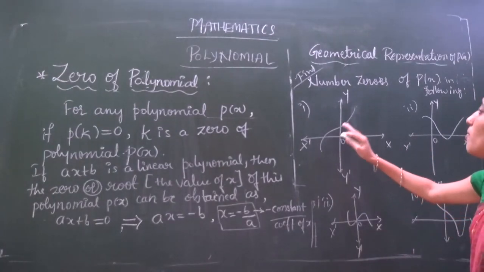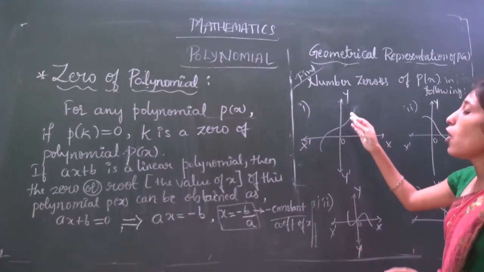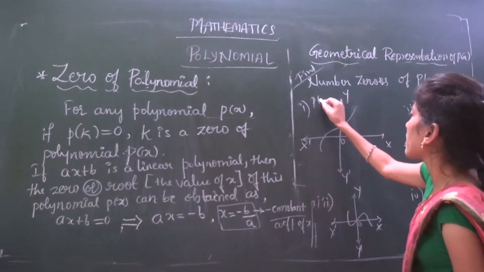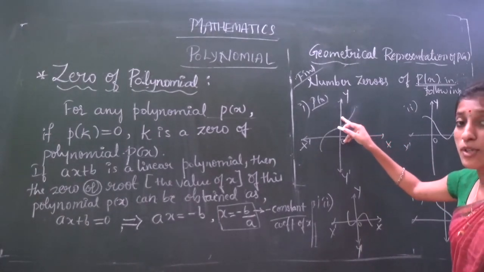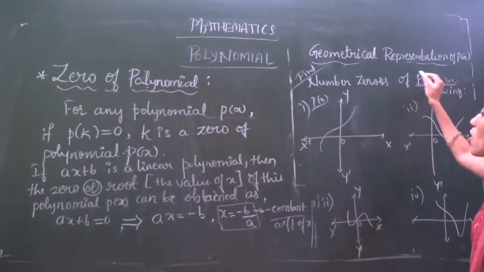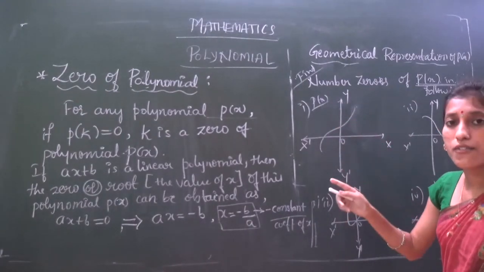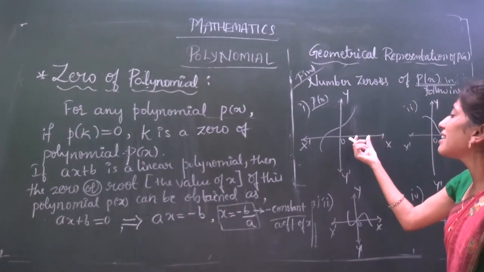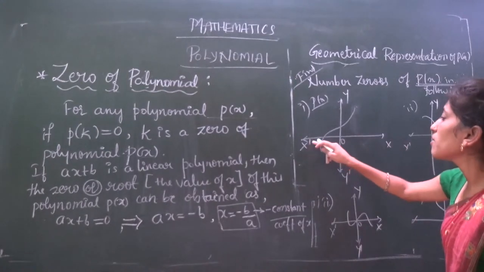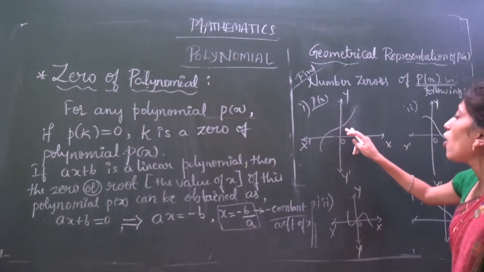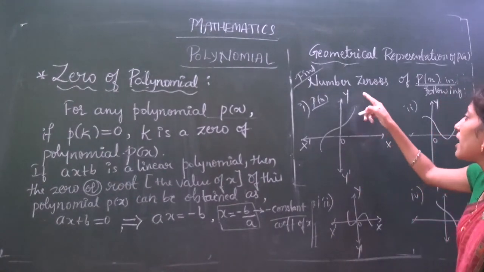In the first case, how many zeros are there in the particular graph? So how to find that? It's very easy. Since we are taking P of x, it will depend on the x-axis, not on the y-axis. Keep in mind, we are defining the polynomial P of x, not the y-axis. So on the x-axis, how many points lie when we have drawn the curve? How many points cut the axis? That will matter when we are finding the number of zeros.